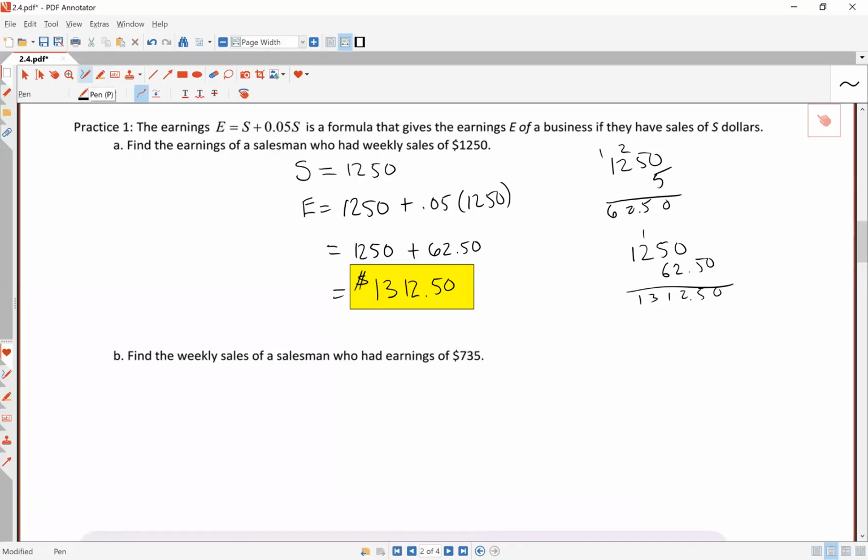Part B says find the weekly sales. S is the weekly sales, if the earnings are $735. Here we're evaluating the formula for E equals 735. So if E is on the left side of the equation, we take 735 equals S plus 0.05S.